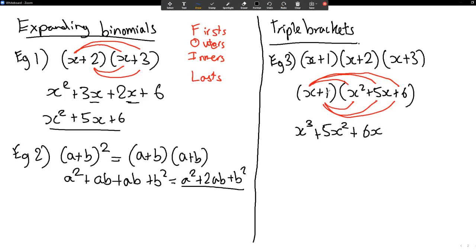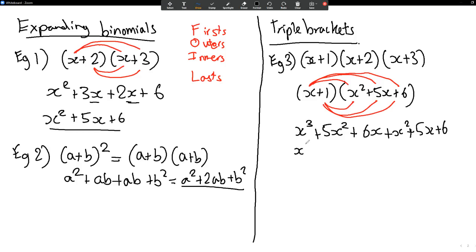And now we multiply 1 by everything. We multiply everything in this bracket by 1. But because x squared times 1 is x squared, 5x times 1 is 5x, and 6 times 1 is 6, they don't actually change. Because if you multiply something by 1, it equals itself. So now we just need to simplify it.